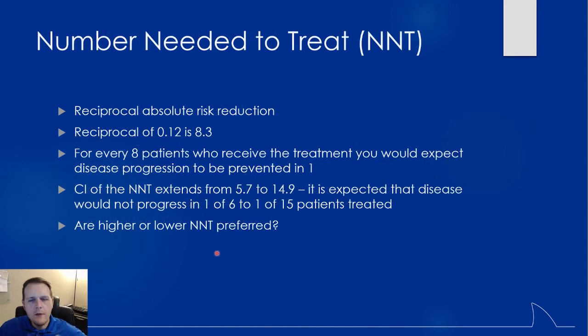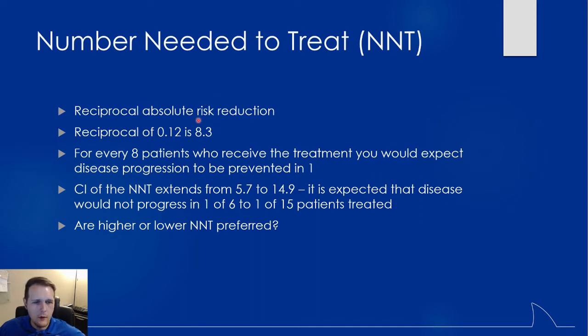So one thing you can actually determine is also what we call the number needed to treat. This would be the number of people we would need to give the intervention to in order to find benefit in one patient. Or in this case here, how many patients would I have to treat with AZT in order to prevent one patient from progressing.